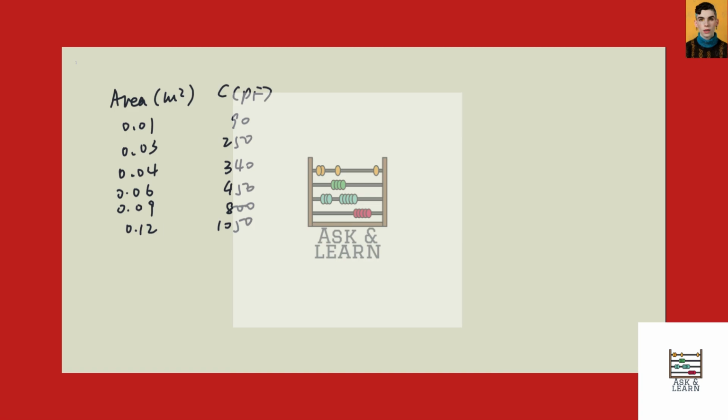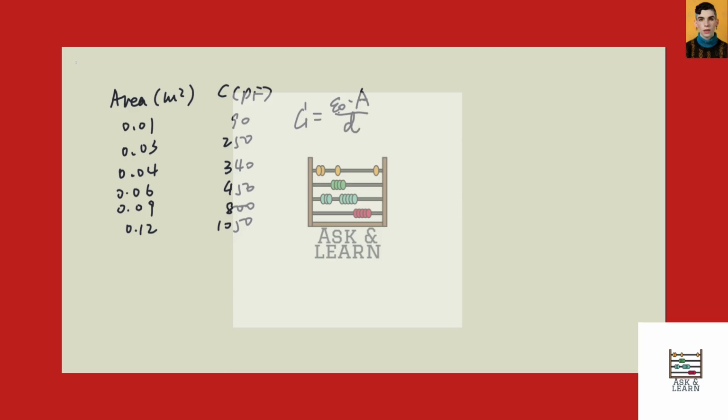This is an experiment in which the students were given an air-filled capacitor and the areas are different, but D is the same, and we don't know what D is. So they made the measurements of the area and the capacitance, and they had this table of data, and we want to figure out what D is.